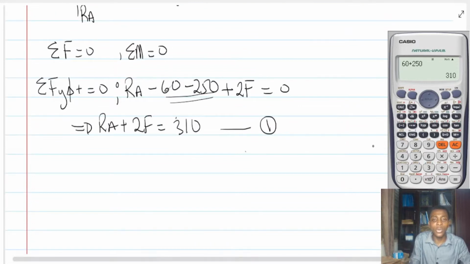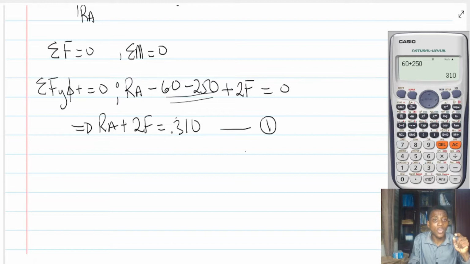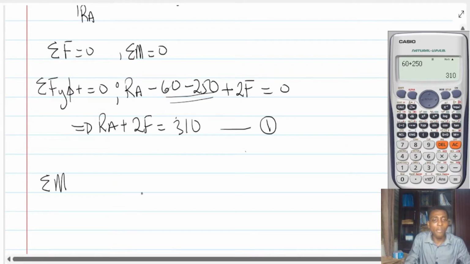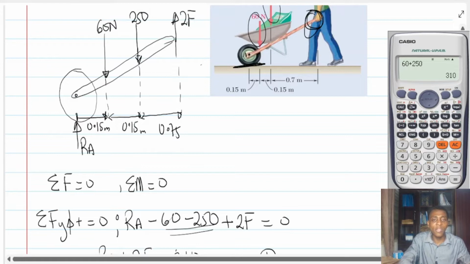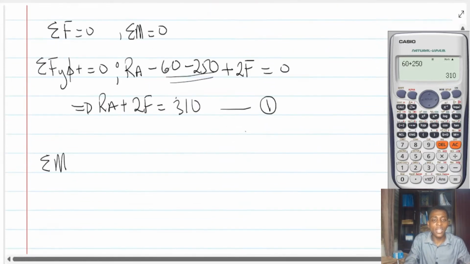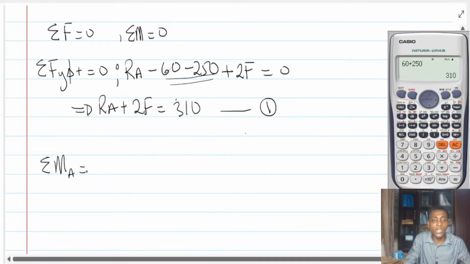Now, I have two unknowns and one equation. I cannot solve. I need an extra equation, and this extra equation will come from summation of moments. So we're going to sum moments about any point at all, but let's take point A over here. Since we are taking moment about point A to be 0, RA will not contribute to the moment.